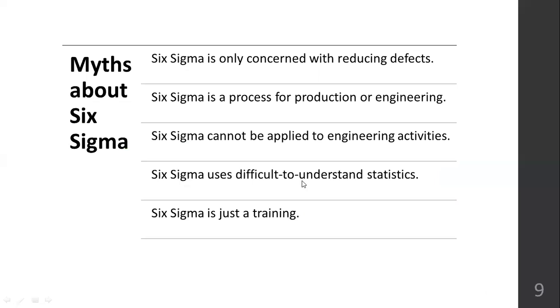So, myths about Six Sigma. Six Sigma is only concerned with reducing defects. No. It is only for engineering activities. No, anywhere it can be applied. It has difficult to understand statistics. No, Six Sigma uses simple statistics like mean, median, mode, standard deviation, normal distribution curve. And Six Sigma is just a training. No, it is also a skill set that will enable you to use the skills that you have learned in Six Sigma and apply it wherever required.